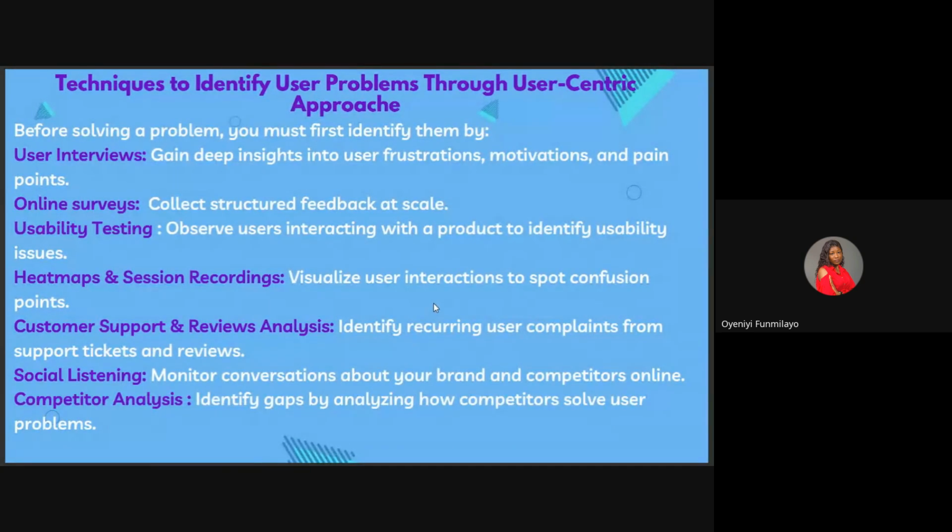Okay, so before you solve a problem, you must first identify it. Exactly. Like I said, if you do all of this, you've done this customer journey map, you figure out the negative experience that they will have or you think they can have. Some people will not actually, if you cannot think through the negative experience they will have, you can identify the problem by doing these steps. Firstly, user interview.